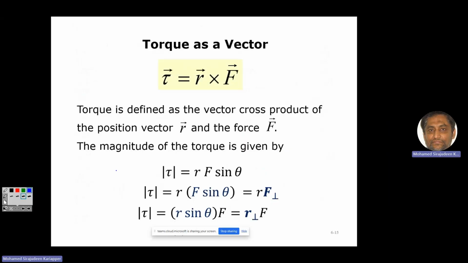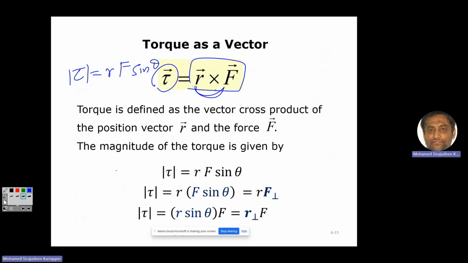Right, now talk as a vector. You know, R is a vector, F is a vector. Both of them are vectors. So I can say torque is a vector and it is given by the vector product of these two vectors. The magnitude of this vector, by definition, is R magnitude, F magnitude, sine of the angle between R and F. So we get the exact same formula. That is how we define the vector product of two vectors.